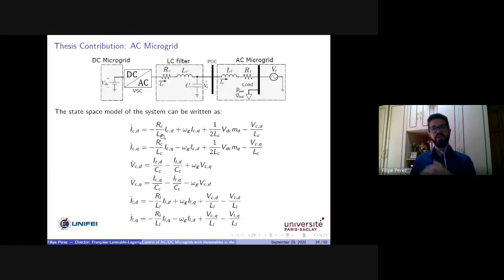Next, we are moving on to the AC side of the microgrid. Here, the connection between the DC side and the AC side is given by a voltage source converter with an LC filter. And the AC side of the microgrid is composed of a diesel generator, a load, and an impedance line. Here we have written the state space model of this side of the microgrid.